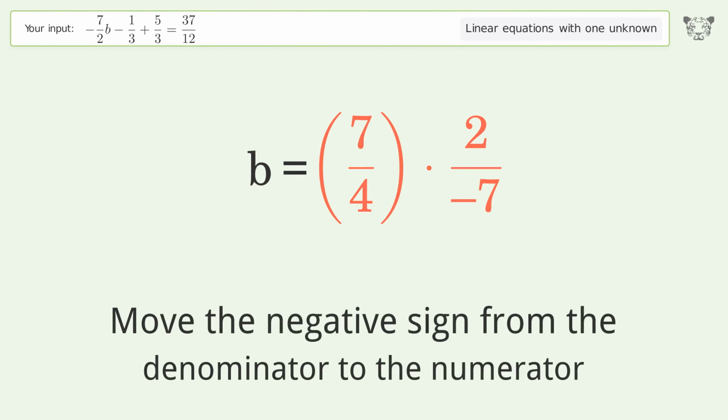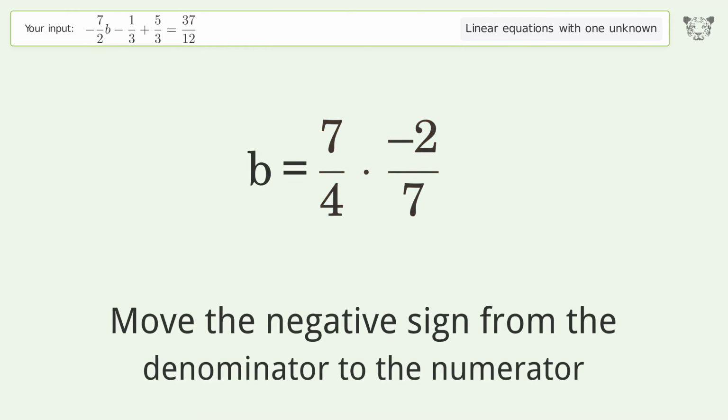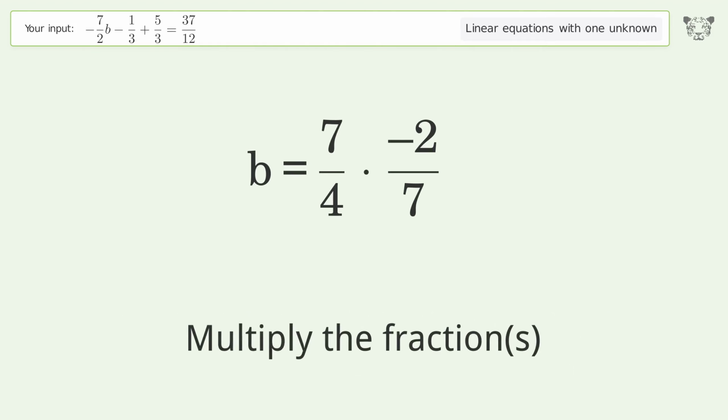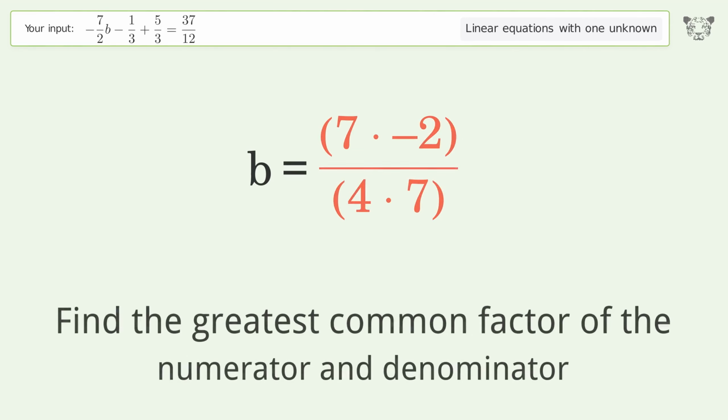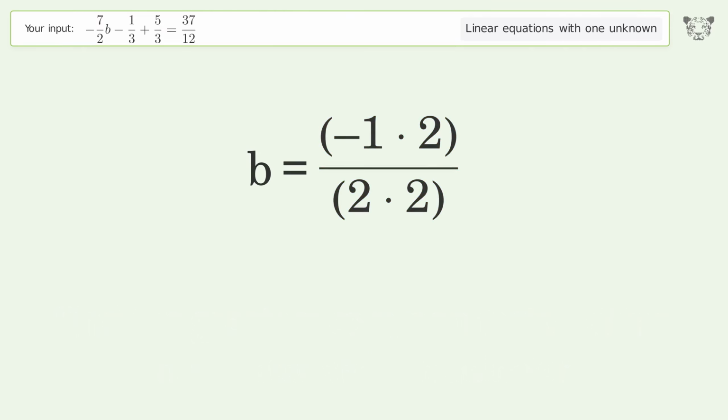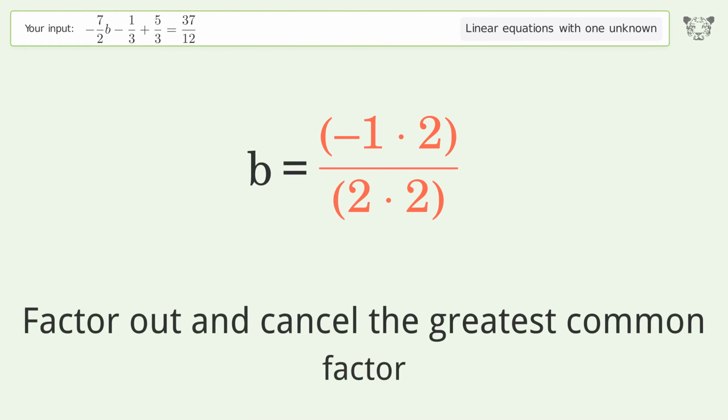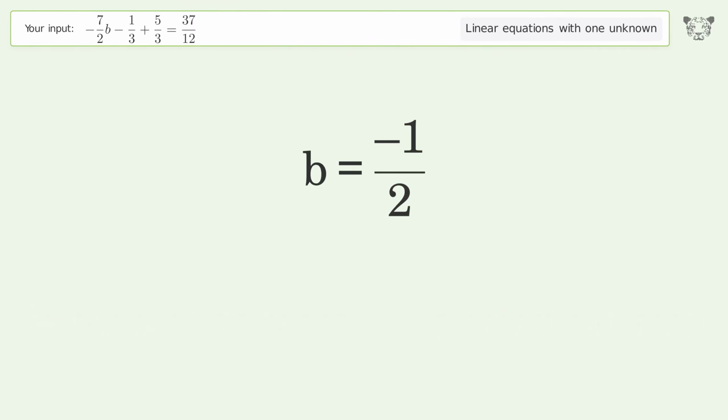Move the negative sign from the denominator to the numerator. Multiply the fractions. Find the greatest common factor of the numerator and denominator. Factor out and cancel the greatest common factor. And so the final result is b equals -1/2.